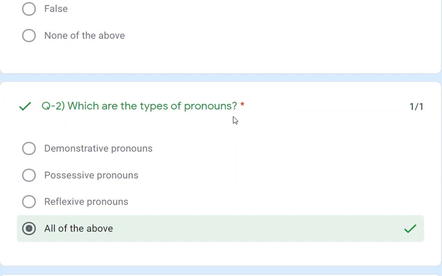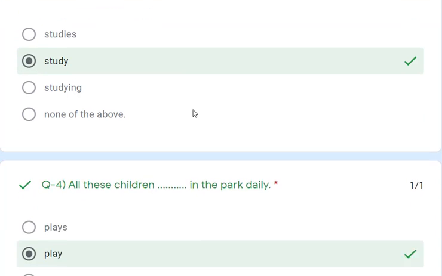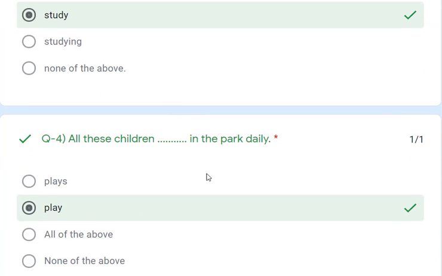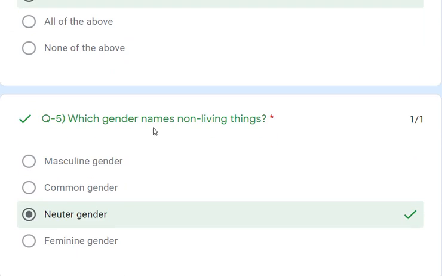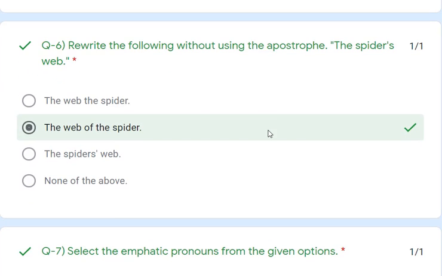Which are the types of pronoun? Reflexive pronoun, possessive, demonstrative, all three are, so all of the above is correct. In questions 3 and 4, we need to fill the blank with the simple present tense of the verb. I study regularly and all the children play in the park daily. That is correct. Which gender names non-living things? That is neuter gender. Rewrite the following without using an apostrophe. The spider's web. The web of the spider. That is the correct one. That way we can write.